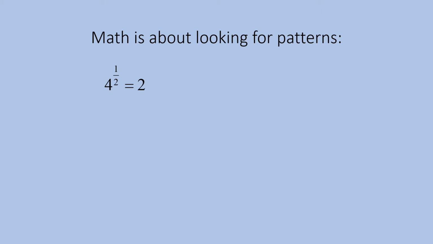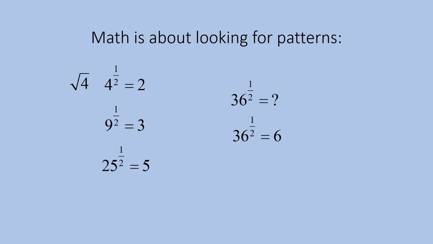So if I told you 4 to the 1/2 was 2, and 9 to the 1/2 was 3, and 25 to the 1/2 was 5, what might you guess 36 to the 1/2 would be? Well, I think pretty much most of you would say 6. So what is that 1/2 doing to those numbers? Well, it's like square rooting. So 4 to the 1/2 is simply another way to write the square root of 4. And 9 to the 1/2 is just another way to write the square root of 9.